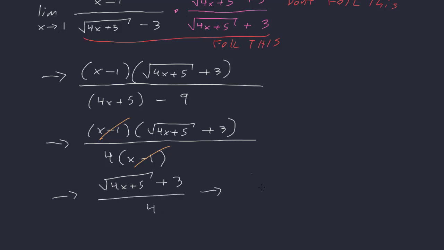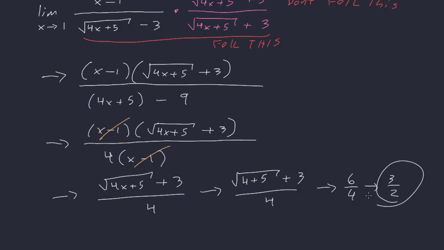And now we can just plug in the 1. Right, plugging in the 1 will give us the square root of 4 plus 5 plus 3 all over 4. So that's the square root of 9. So that's going to be 6/4 or 3/2. Okay, so yeah, even if you're good at factoring and you can factor even when you need to get down to square root terms or lower, it's still a good idea to know how to do this conjugating factor because it will pop up in more places than you might expect.